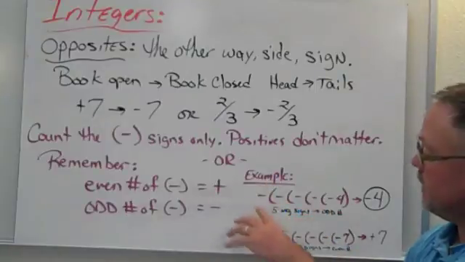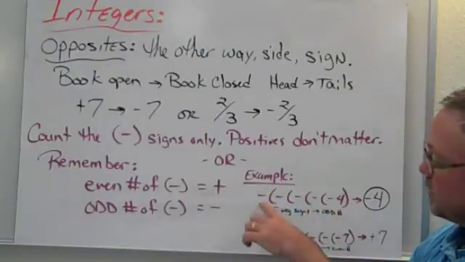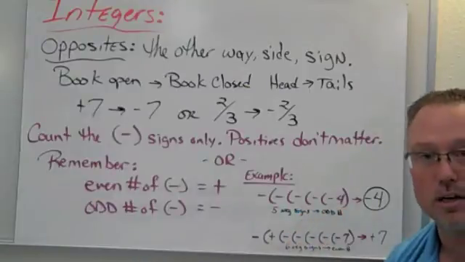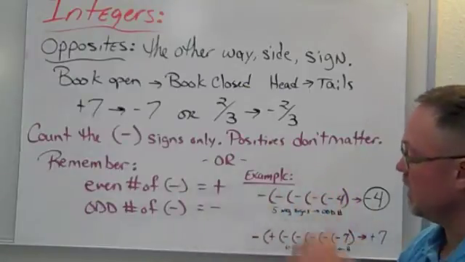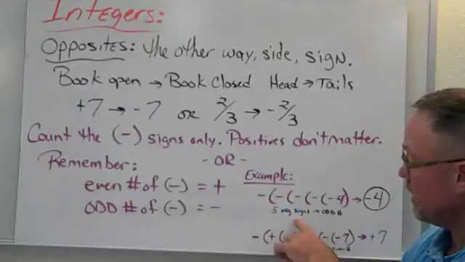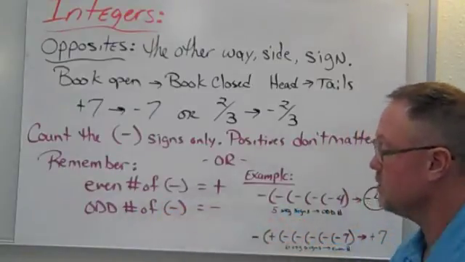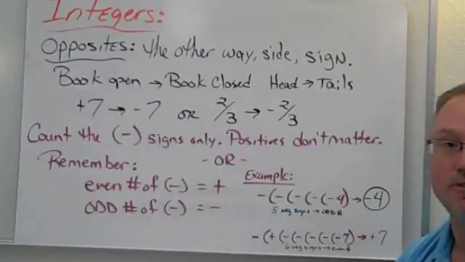An example would be if I gave you this problem here, which is 1, 2, 3, 4, 5 negative signs with a 4 in it. We want to simplify all these signs down. So if I have 5 negative signs, 5 is an odd number. So I have an odd number of negatives, and that gives me a negative. So I'd end up with a negative 4.